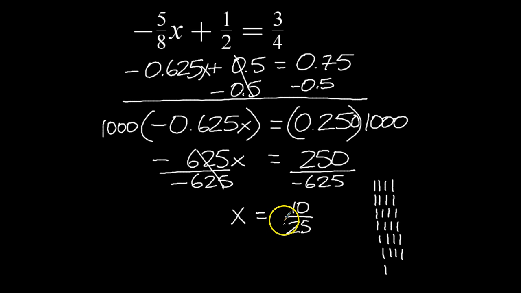Well, this can be simplified again, right? And I forgot my negative, so I'm going to put the negative in there. This can be divided by 5, right? So then I get negative 2, and 25 over 5 is 5.